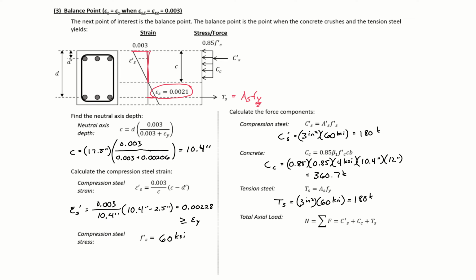We can then sum all of our different components. So 180 plus 360.7 minus 180, because we're in tension, will give us an N of 360.7. So this will be the axial force component for our balance point.